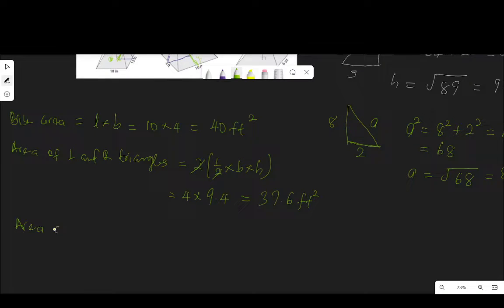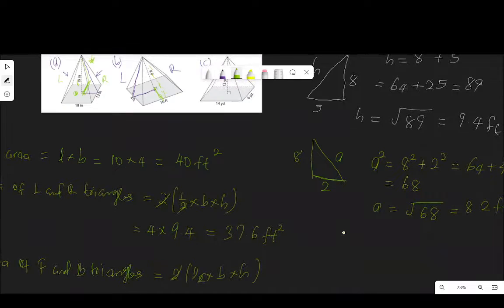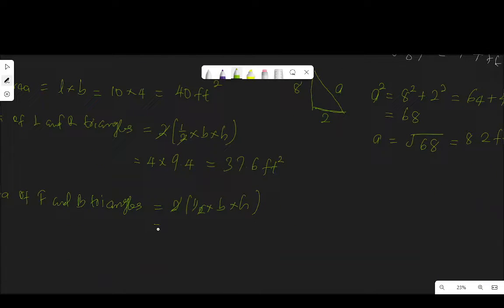Area of front and back triangles again will be 2 multiplied by half times base times height. And these two can cancel, so we are left with base times height. What is the base of the front and back triangle? The base is 10 feet. The height is what we calculated, which is 8.2. So 10 times 8.2 is 82 feet square.